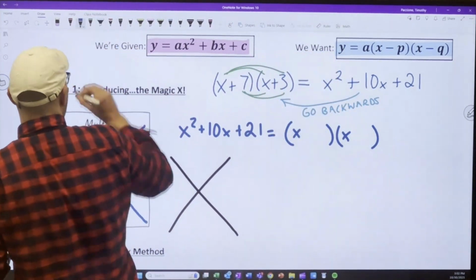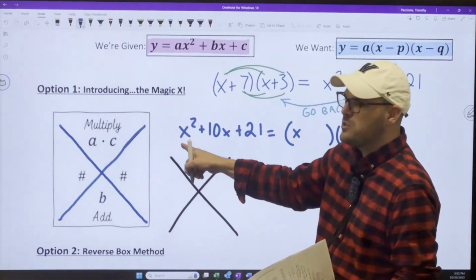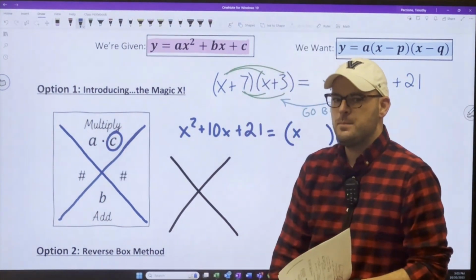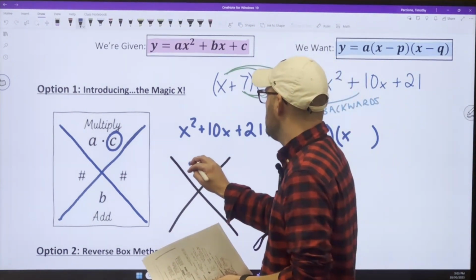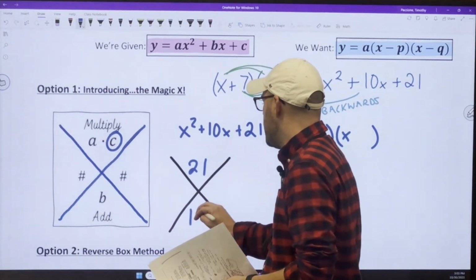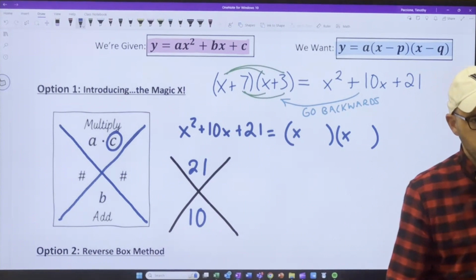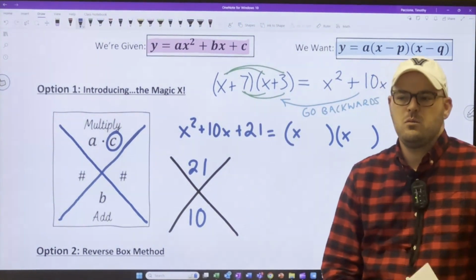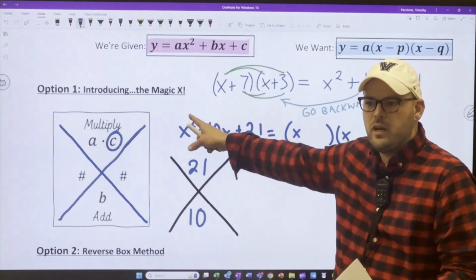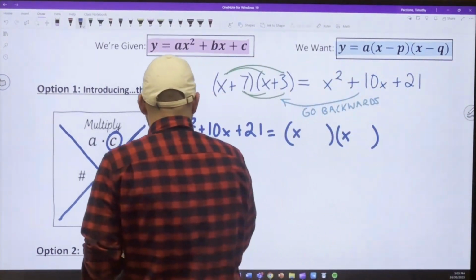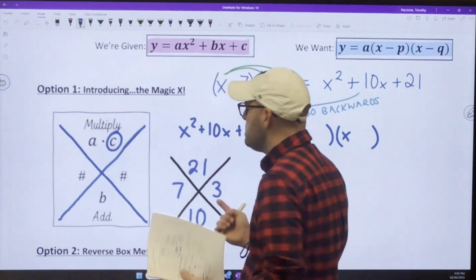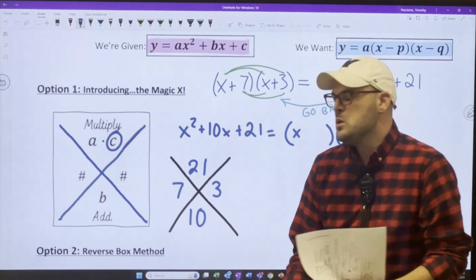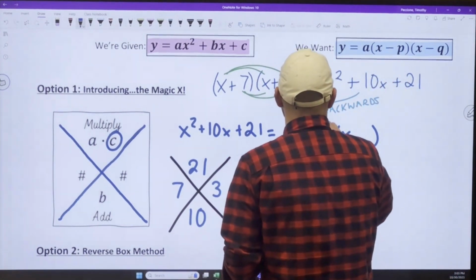And what we do is we put a times c at the top. Now, a here is what? 1. So it's really just c at the top most of the time. And our c is what? 21. And our b is 10. And now we do these puzzles that we've been doing where we say, okay, multiply to get that, add to get that. And yeah, we know this one because we already did it, right? It would be 7 and 3. That multiplies to give me 21 and it adds to give me 10. It checks my boxes, right? Okay, so I just throw those in.